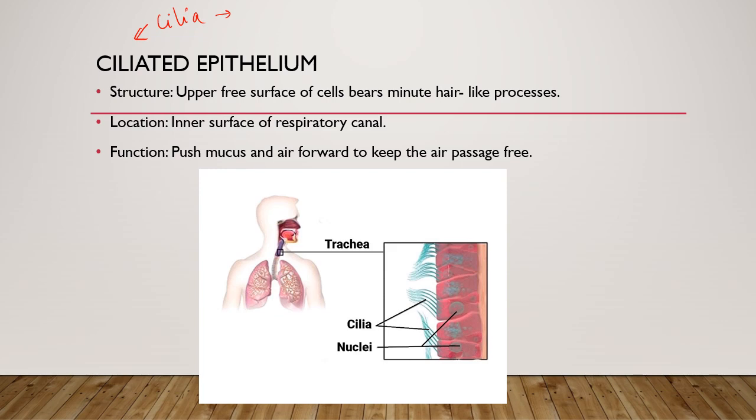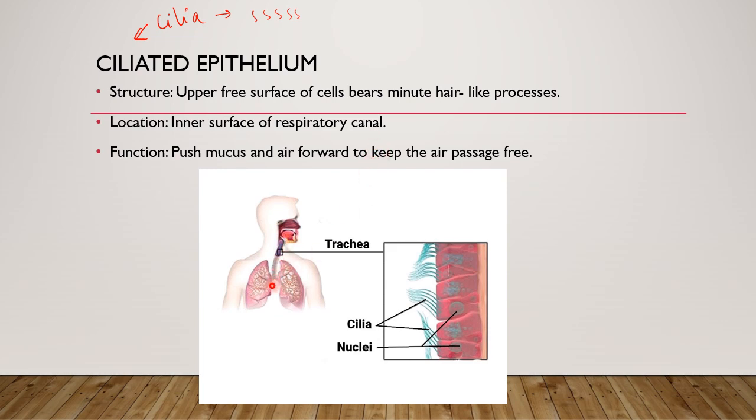Cilia means something which is moving. It has small hair, so it keeps on moving. So it has a structure on it which keeps on moving. Structure: it is the upper free surface of the cells which bears minute hair-like processes, because they keep on moving. Location: they are present in the inner surface of the respiratory canal. So you can see the inner surface of the respiratory canal.